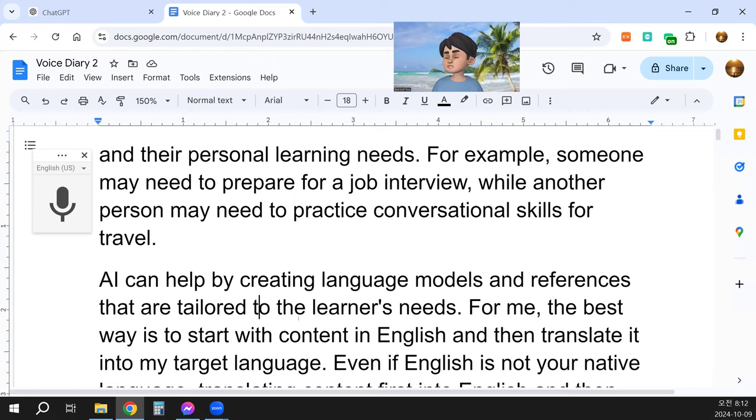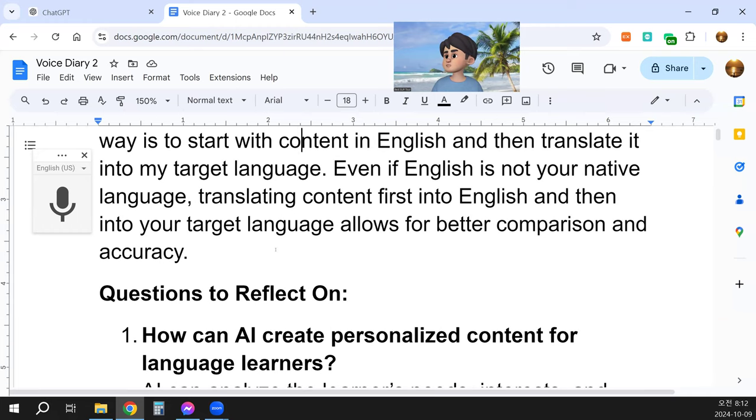For me, the best way is to start with the content in English and then translate it into my target language. Even if English is not your native language, translating content first into English and then into your target language allows for better comparison and accuracy.